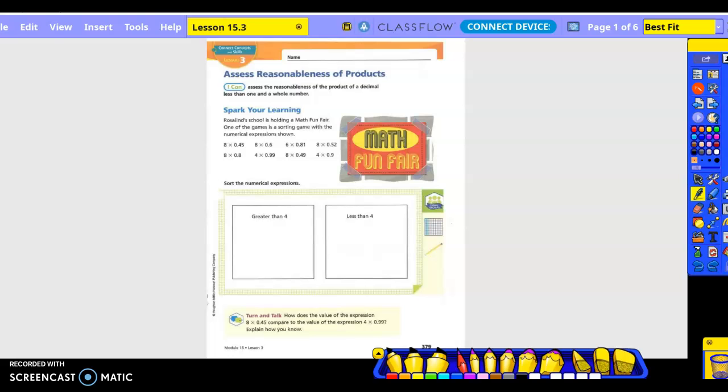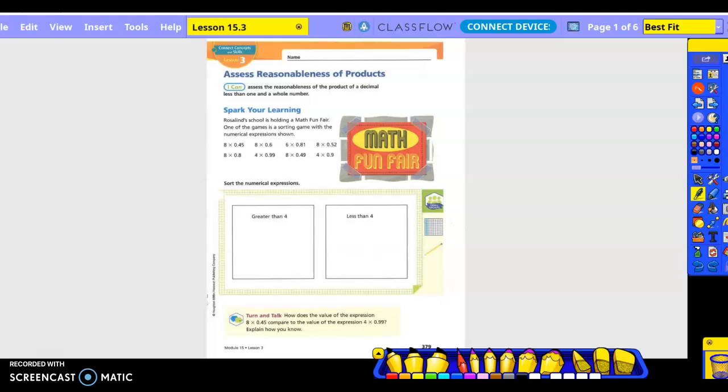Into math, lesson 15.3. Assess reasonableness of a product. I can assess the reasonableness of a product of a decimal less than 1 and a whole number. Spark your learning. Rosalind School is holding a math fun fair. One of the games is the sorting game with the numerical expressions shown.